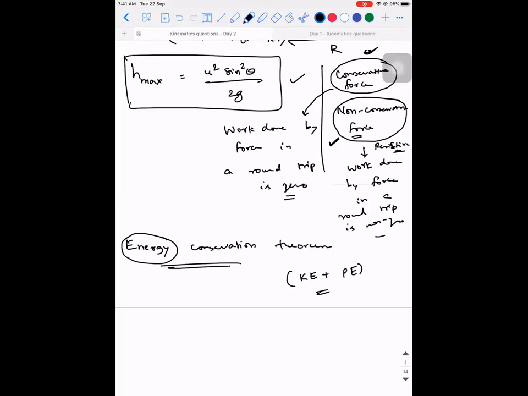So I hope you understood the statement. Many of them get confused between energy conservation and the energy conservation theorem. Energy conservation states that energy can neither be created nor destroyed; it can be converted from one form to another. Whereas the energy conservation theorem mainly speaks about the total mechanical energy, which is nothing but kinetic energy plus potential energy. I hope the statement is clear. Give me a confirmation, yes or no. Is there any doubt?